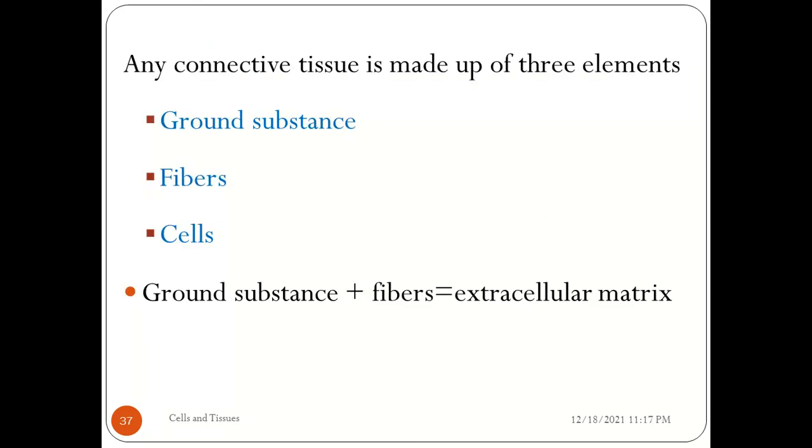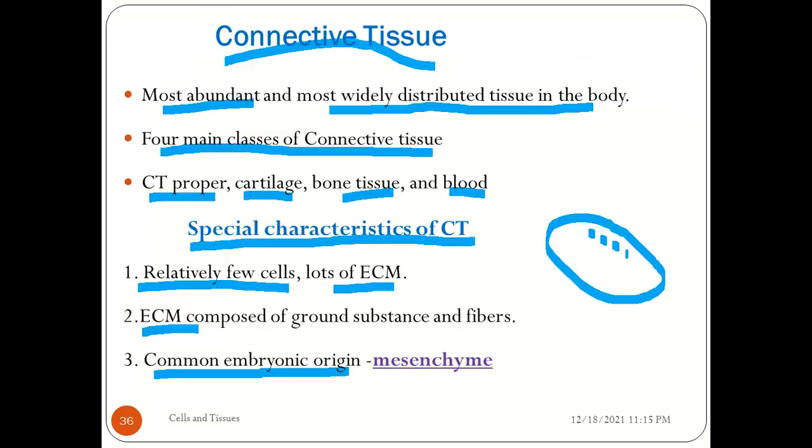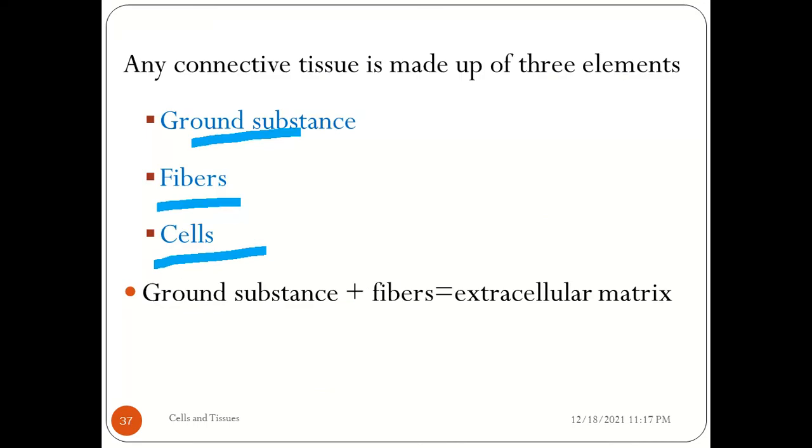Any connective tissue is made up of three elements: ground substance, fiber, and cells. Ground substance plus fiber is known as extracellular matrix.